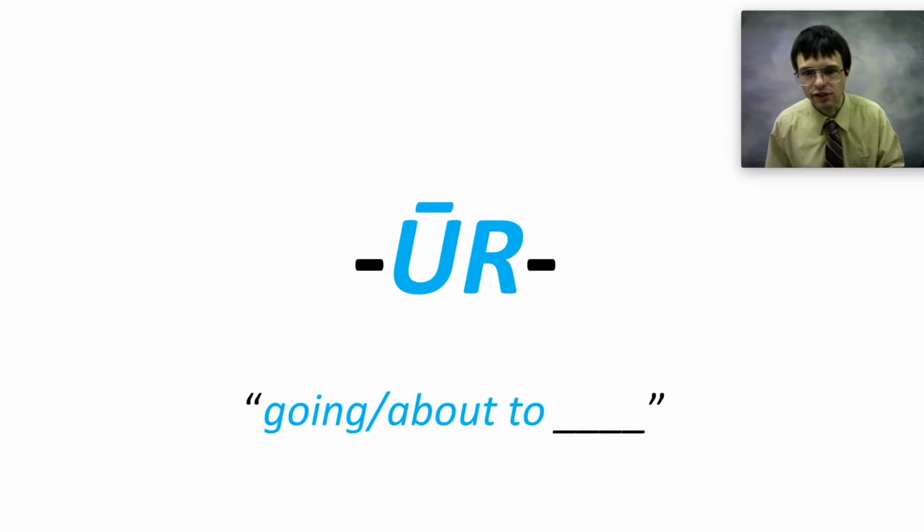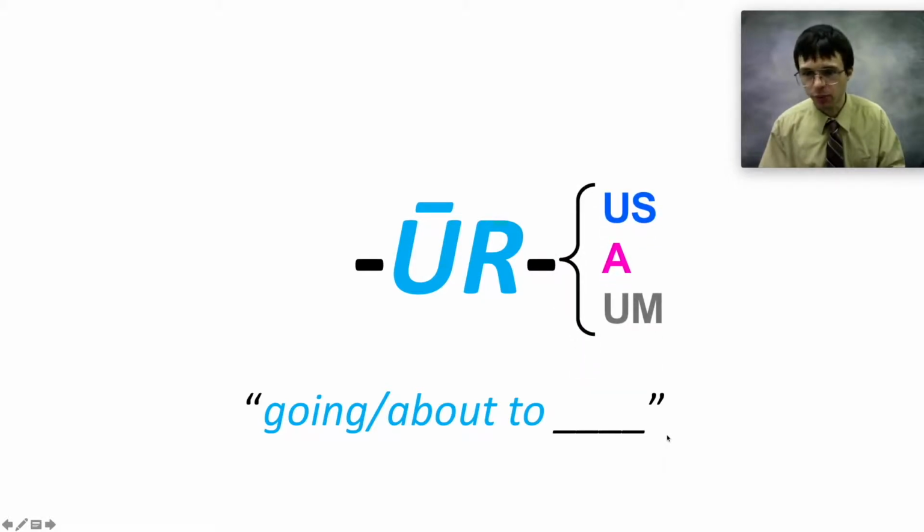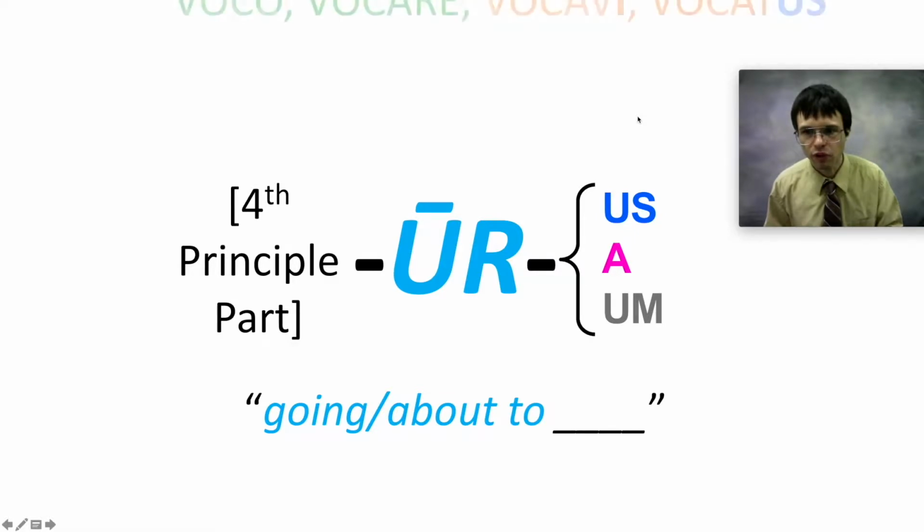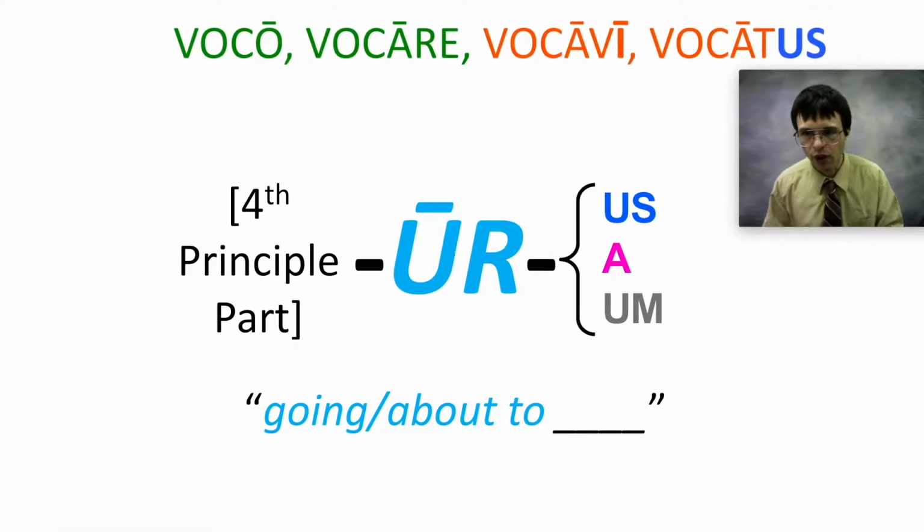The tense sign is long U R, and that means going or about to blank. To the end of this, we'll put on our standard us endings. Any case, number and gender is fine. And the stem is going to come from the fourth principal part. So I'll take the fourth principal part and put on everything except the ending, vocat.